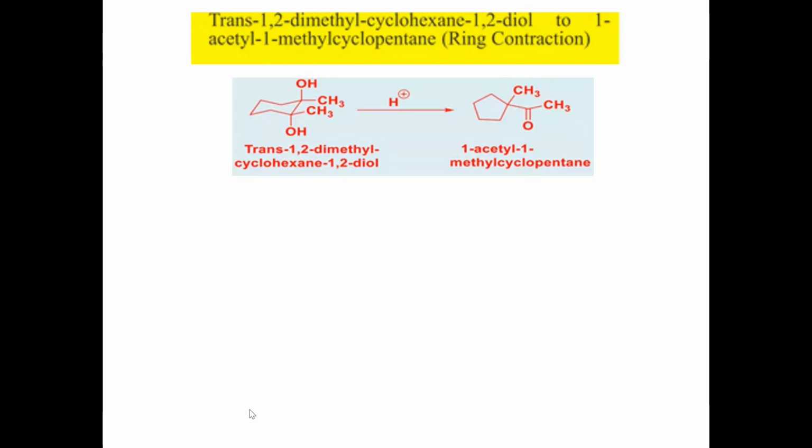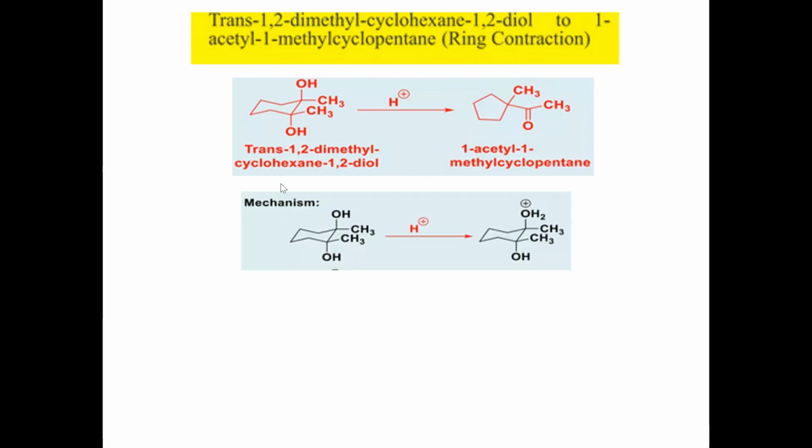For example, if I take trans 1,2-dimethylcyclohexane-1,2-diol, it gets converted into 1-acetyl-1-methylcyclopentane. Here the ring contraction occurs. How is it? Let us look at it. You will get 1-acetyl-1-methylcyclopentane.